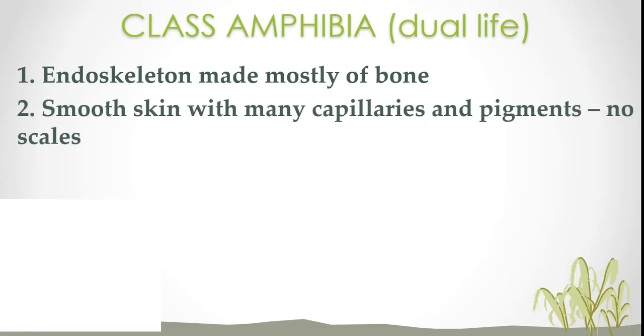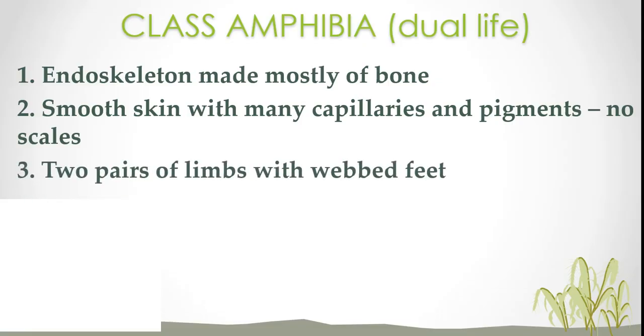All right, they have smooth skin with many capillaries and pigments. The pigments provide different colors. They do not have scales on their skin. The skin looks wet. And these many capillaries, remember, are the really small blood vessels that distribute whatever the blood delivers, namely oxygen and nutrients. And you're going to see in a minute the reason why they have so many capillaries in their skin. It's a very important reason.